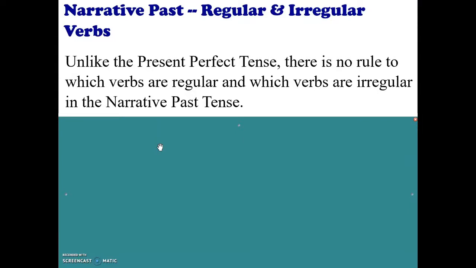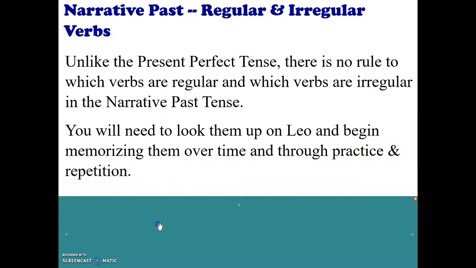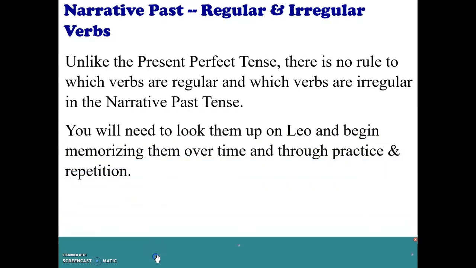So in the narrative past tense, regular and irregular verbs can be a little tricky for people to get. Unlike the present perfect tense, there's no real rule to which verbs are regular and which verbs are irregular in the narrative past tense. As we go through this lesson and practice, you really will need to look them up on Leo and begin memorizing them over time and through practice and repetition. That's going to be the key, the practice and repetition to eventually be memorizing these verb forms.